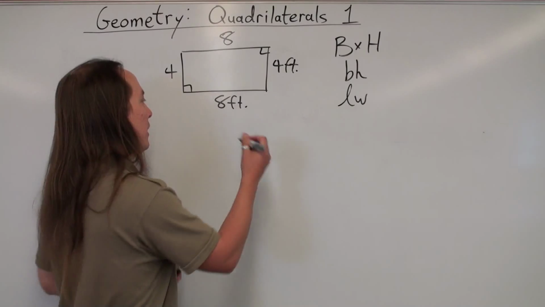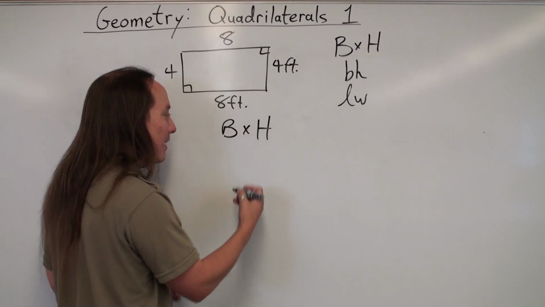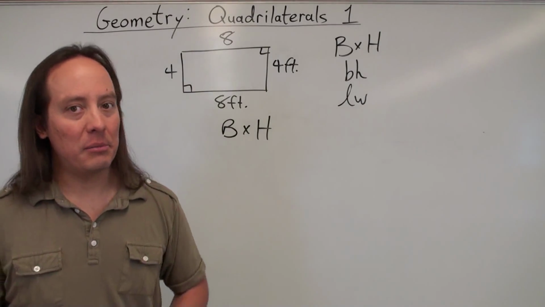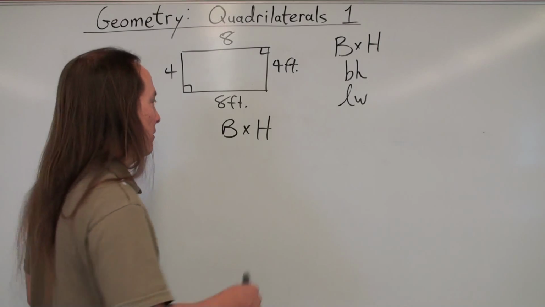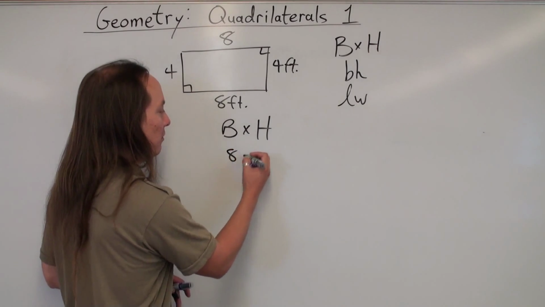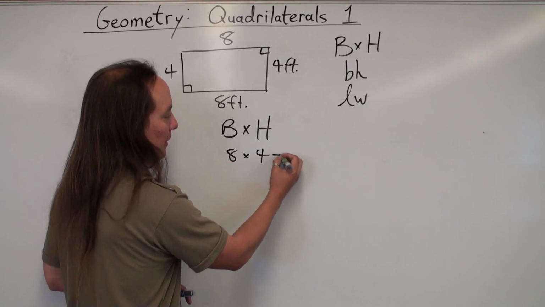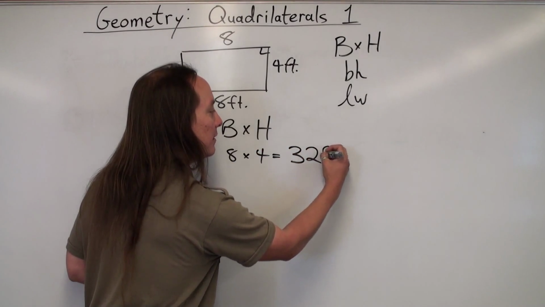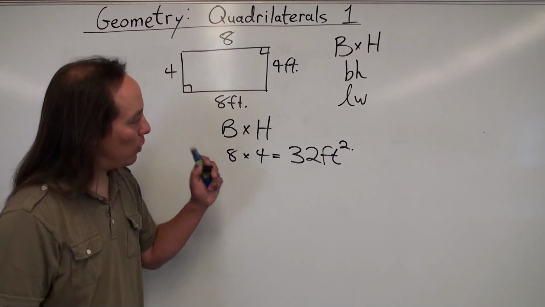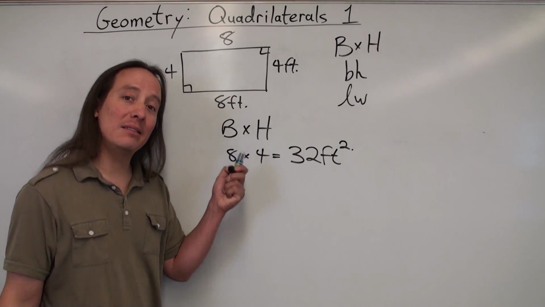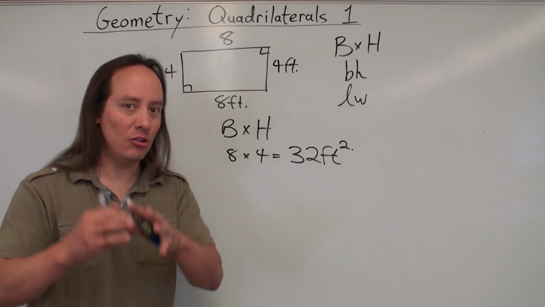So I'll go ahead and put my formula down. And like I said before, it's the same formula. You can use length times width or base times height, but it's the same for all of them. I don't like the s squared, just to let you know. So I'll use my base as 8 times my height is 4, and that will give me 32 feet squared. Squared because we multiplied 2 dimensions, base and height, or length and width, okay?